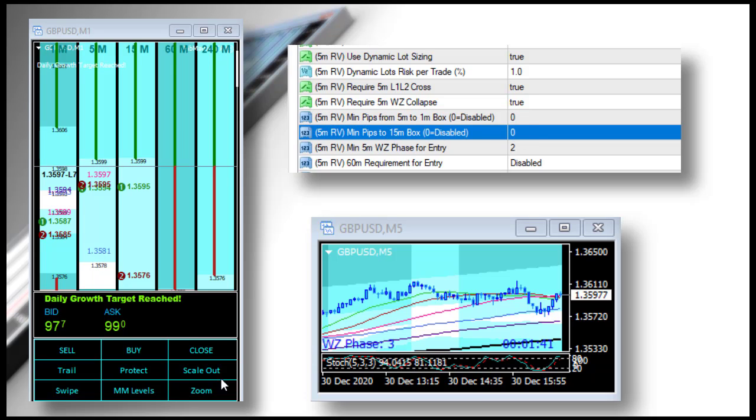Minimum pips to 15-minute box, same thing. So here I've got it disabled. So here already we're actually below it. So now if this was set to any number, you would no longer get 5-minute reversals.